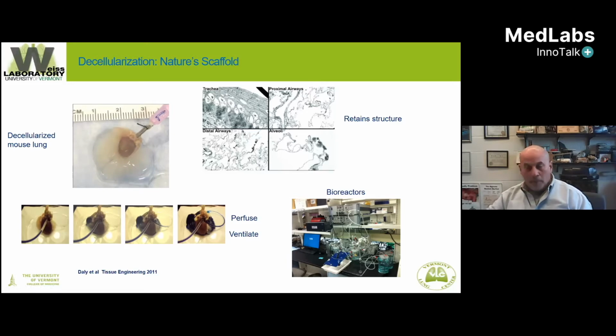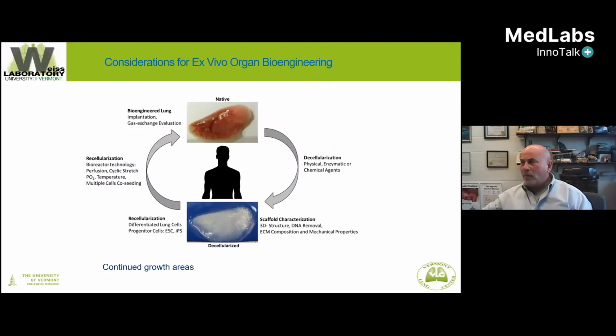All right. And then the challenge is, how do we make the best of it? So here is, for example, a native lung or a lobe of lung. And then we go around the circle here. We have to decellularize, and there is no one right way. There are a variety of physical, enzymatic, chemical approaches to do that. And then we want to see what's left over. So the characterization of the scaffold, the 3D structure: did you get all that DNA out? What's the composition of the underlying ECM, extracellular matrix, that's left over? What are its mechanical properties?